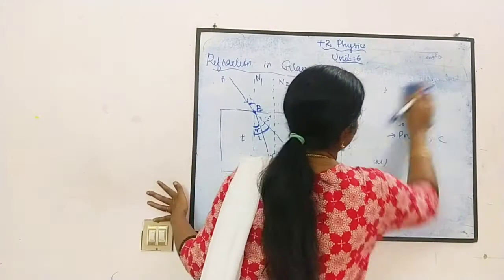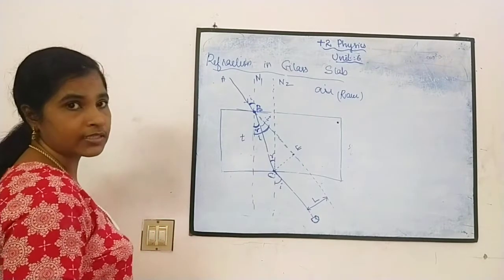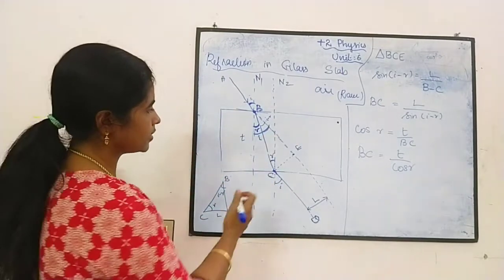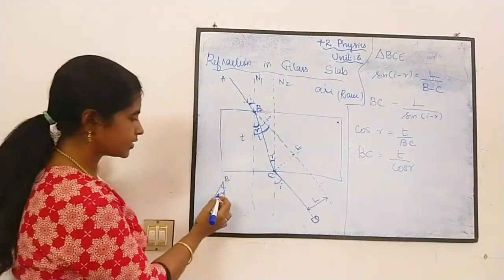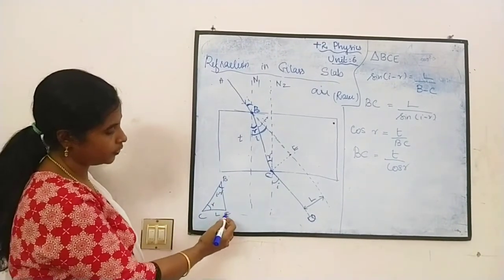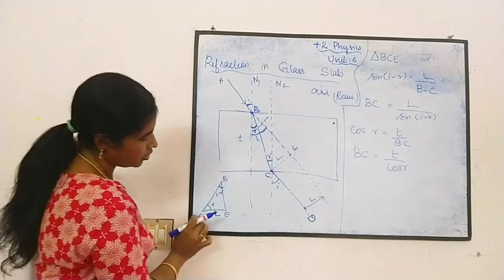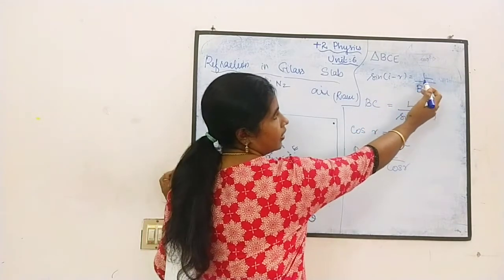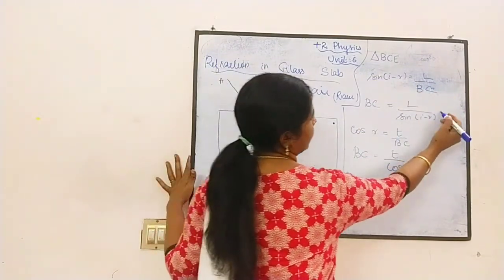For that, let us consider the sine of this angle. We have named everything. Now we can take this triangle BCE. From that you find out what is sine of I minus R. Sine theta is equal to opposite side by hypotenuse. Here the opposite side is CE, that is nothing but L. The hypotenuse is BC. So I have written it as L by BC. From this, BC is L by sine of I minus R. Take this as equation 1.